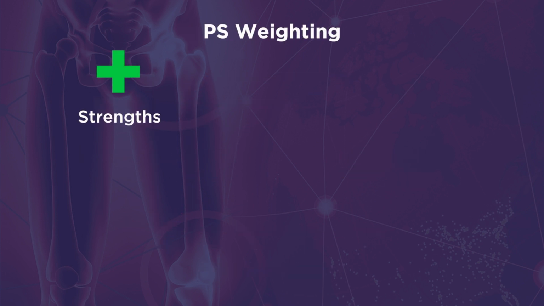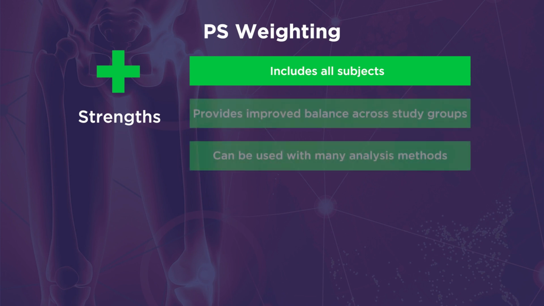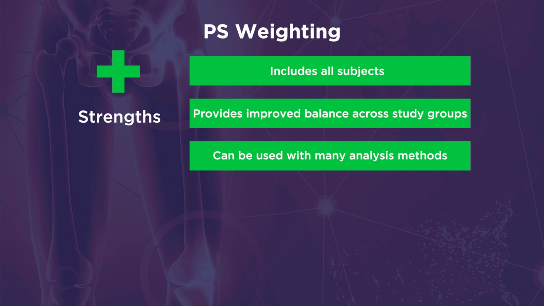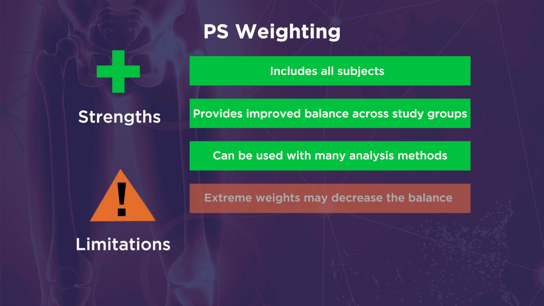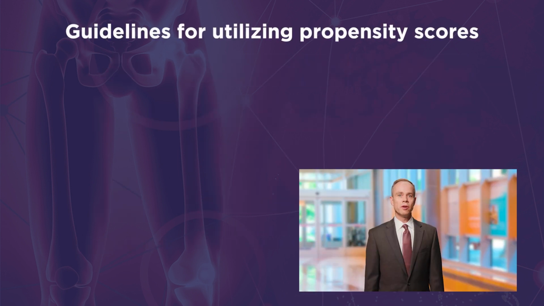Propensity score weighting is a valuable and effective approach to reduce bias and confounding. It utilizes all study subjects and is easy to implement, resulting in improved balance across study groups. It is also flexible and can be used with different analysis methods. However, it should be noted that extreme weights may have a negative impact, but this issue may be resolved using trimming, truncation, and stabilization. In conclusion, here are some guidelines for utilizing propensity scores to eliminate bias and confounding.